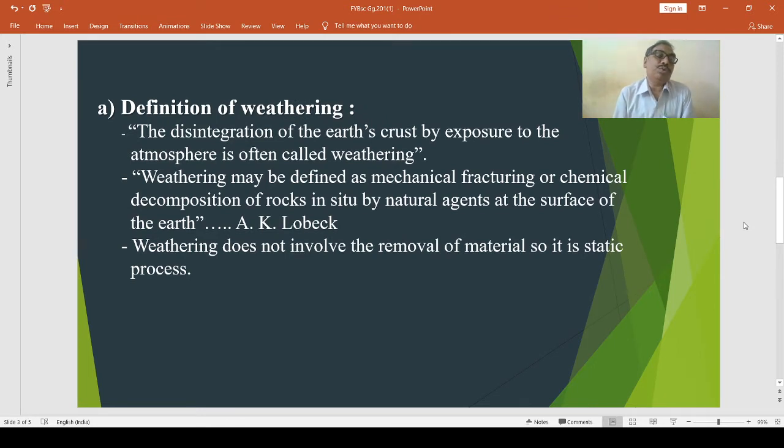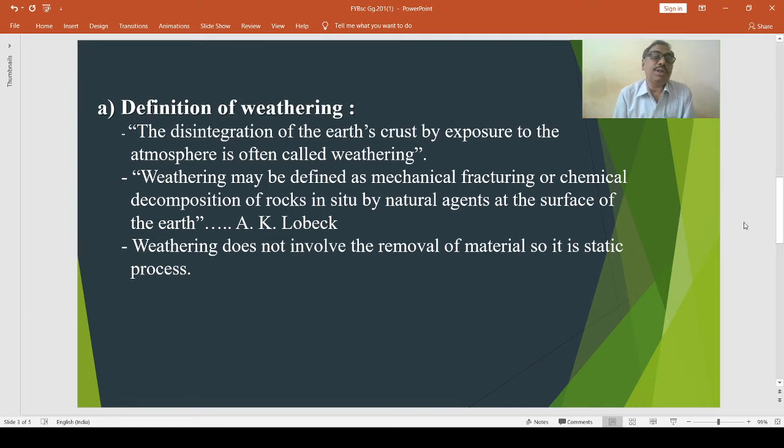Now we have to study about the weathering. Weathering is one of the processes of denudation. Denudation is the wearing away of rocks so that underlying rocks are laid bare. Weathering म्हणजे विखंडन, खडकांचे विखंडन.